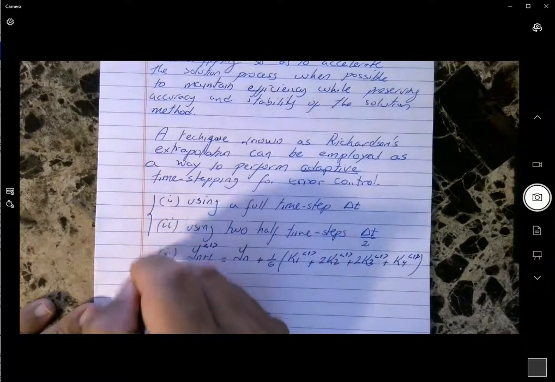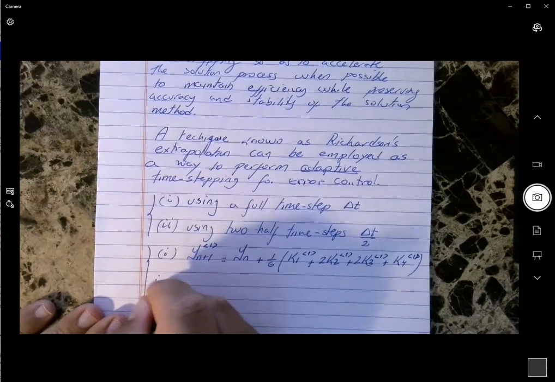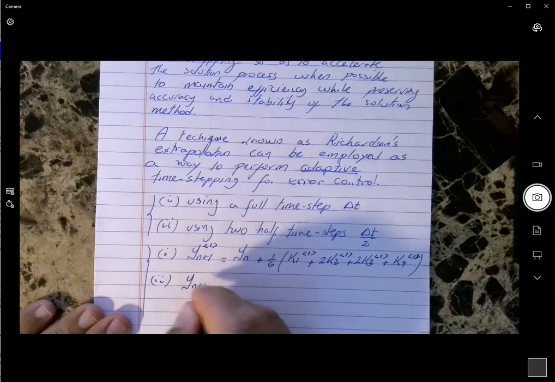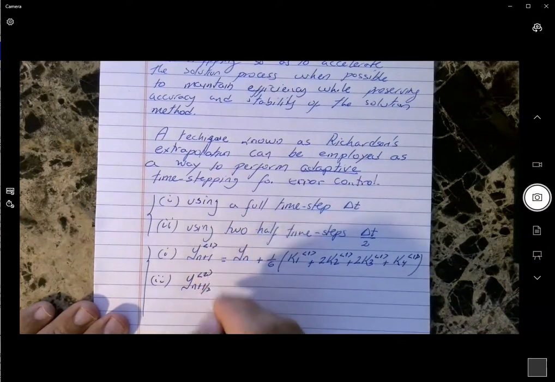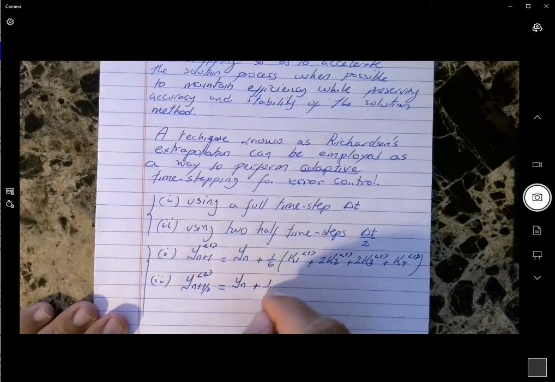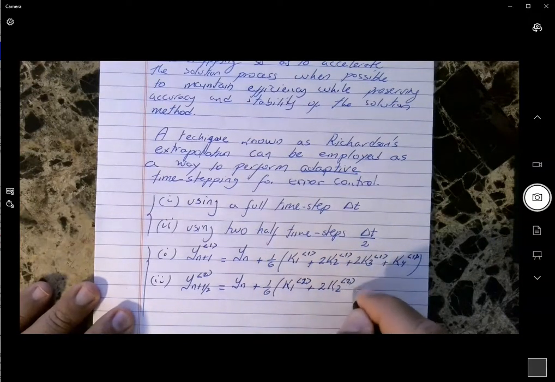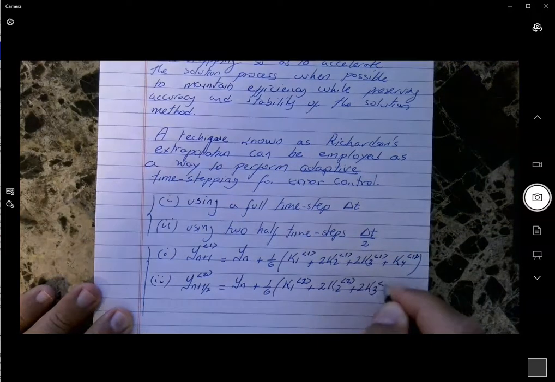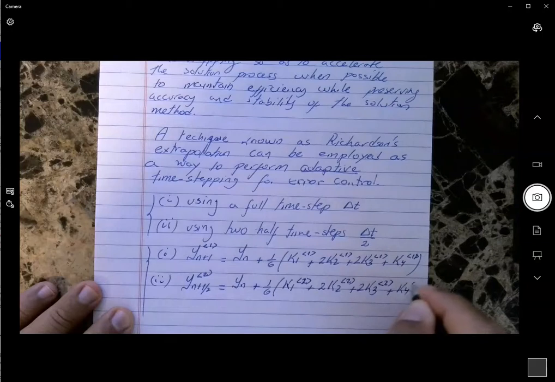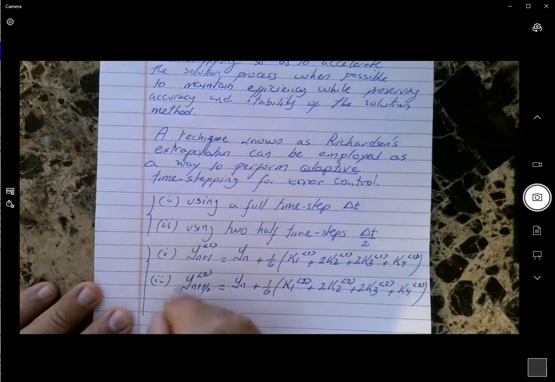And the second way would be, well, what if I want to find out what the solution is using the second approximation after half time step, k1, approximation number 2, 2k2, approximation number 2, plus 2k3, approximation number 2, plus k4, approximation number 2, and then figure out what the solution is at the next time level so that I can compare apples to apples.